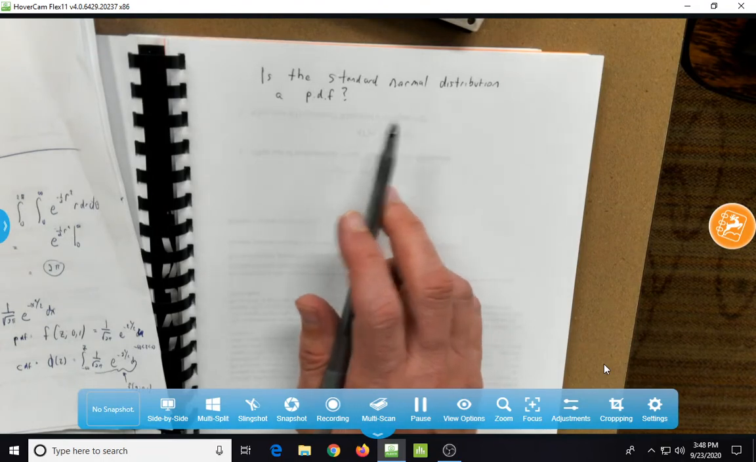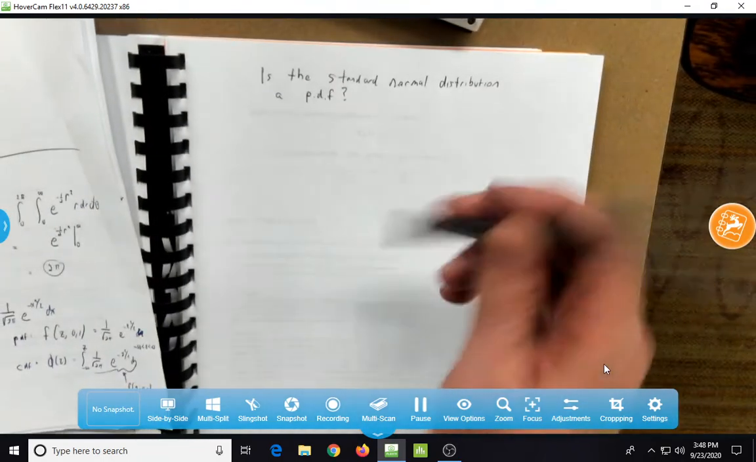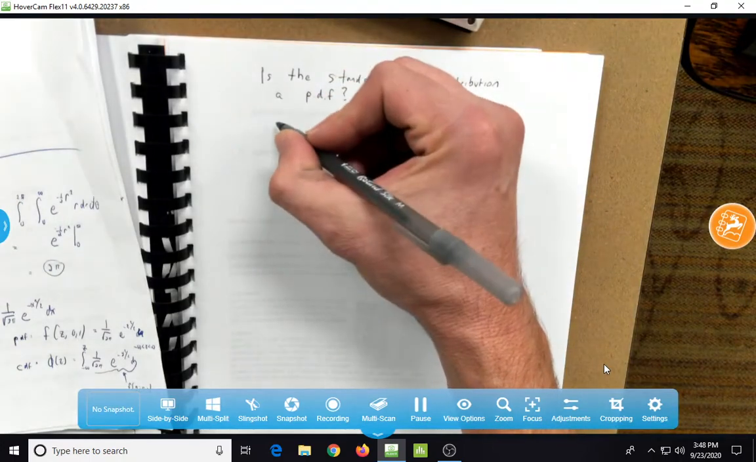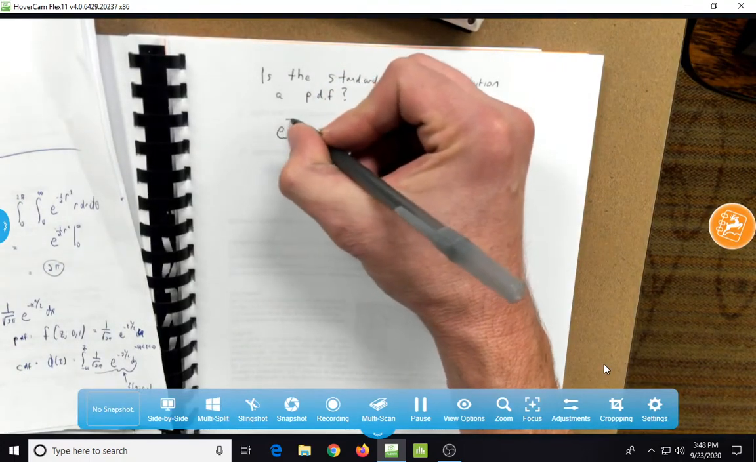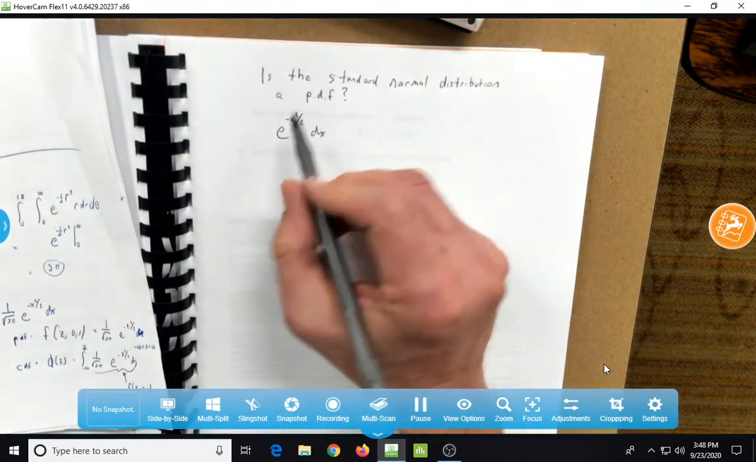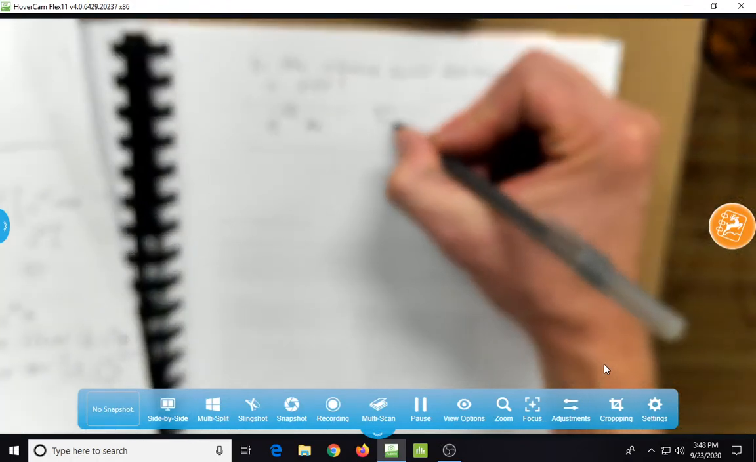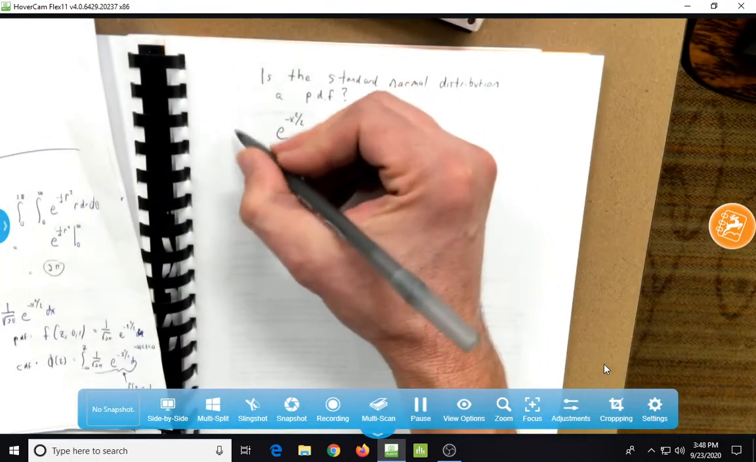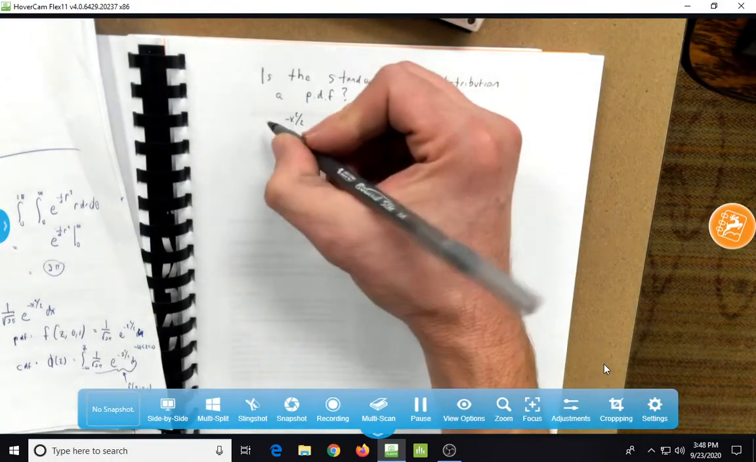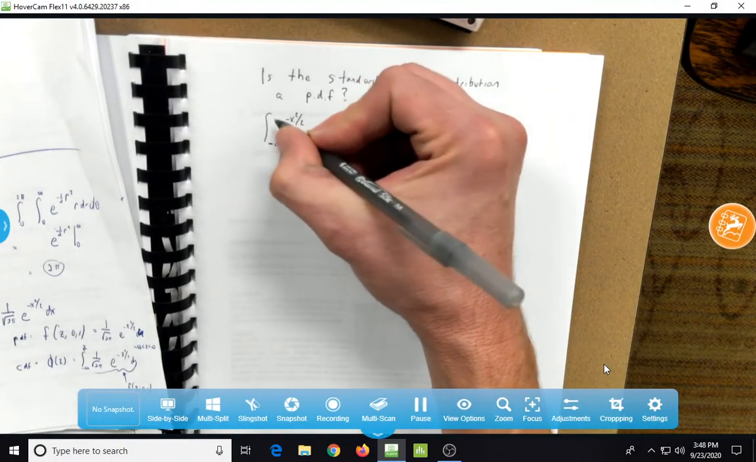Is the standard normal distribution a probability density function? Well, what we're going to do is take a look at the integral of e to the minus x squared over 2 dx, and notice that this is if mu were 0 and the standard deviation were 1. The only difference is we don't have the 1 over square root of 2 pi out front. So let's go ahead and take a look at what this integral is.